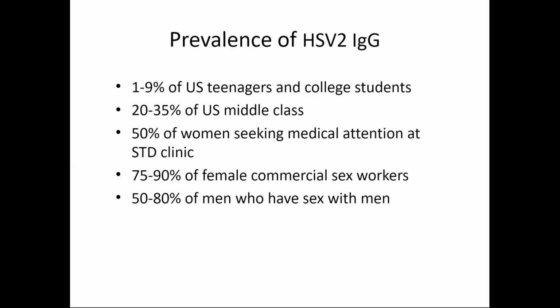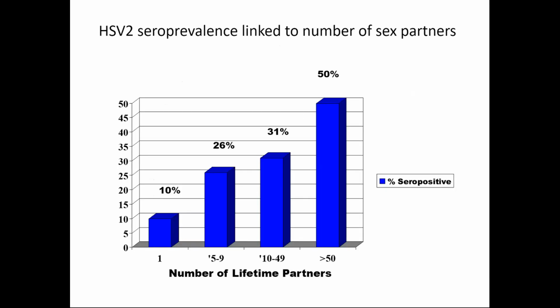Let's talk about the prevalence of HSV-2 IgG. It is found in just under 10% of US teenagers and college students, up to 35% of the US middle class, about half of women seeking medical attention at an STD clinic, up to 90% of female commercial sex workers, and up to 80% of men who have sex with men. And not surprisingly, the seroprevalence rate for HSV-2 IgG is linked to the number of sex partners. If there are more than 50 lifetime sex partners, your chances of being infected are at least 50%.